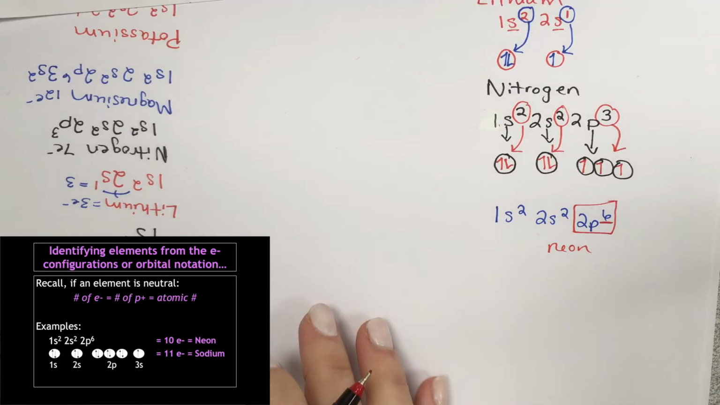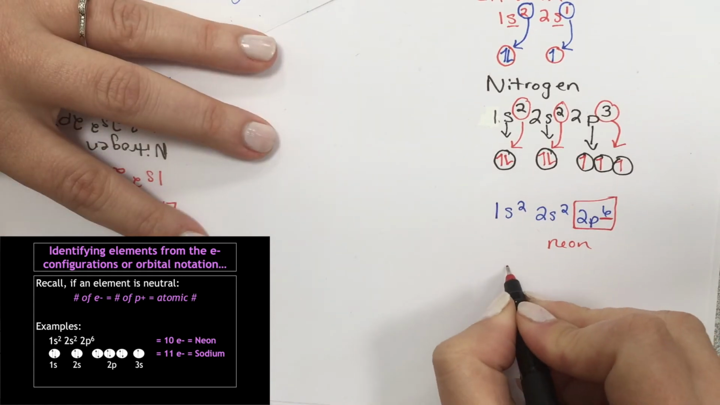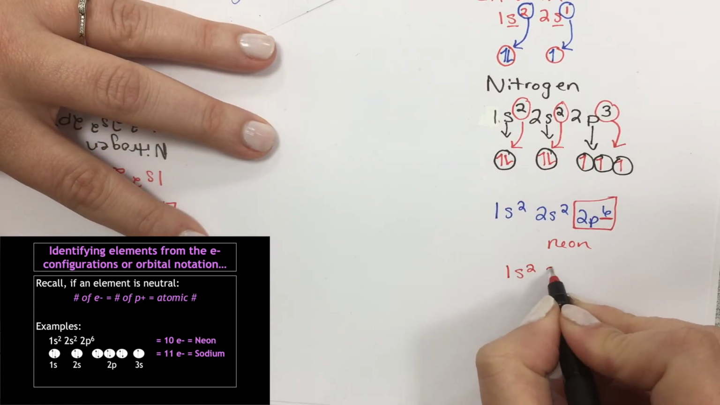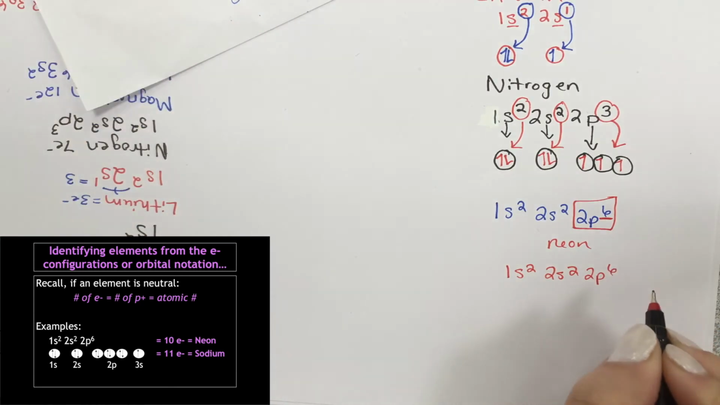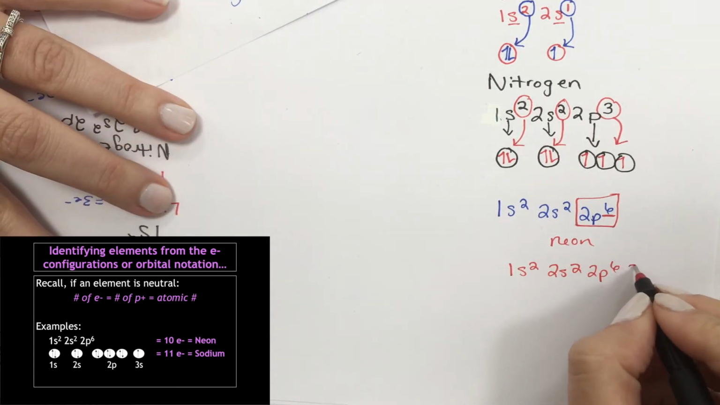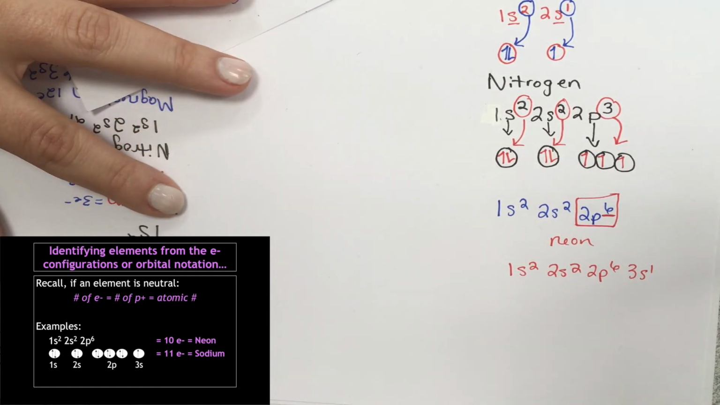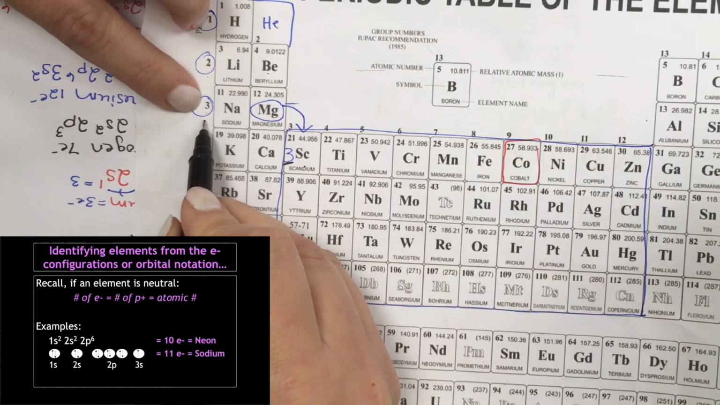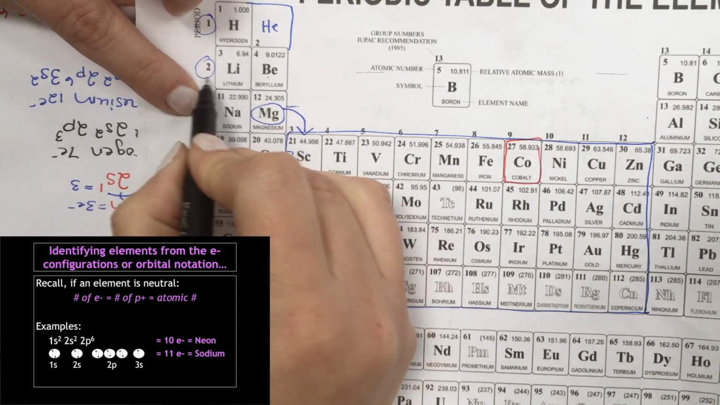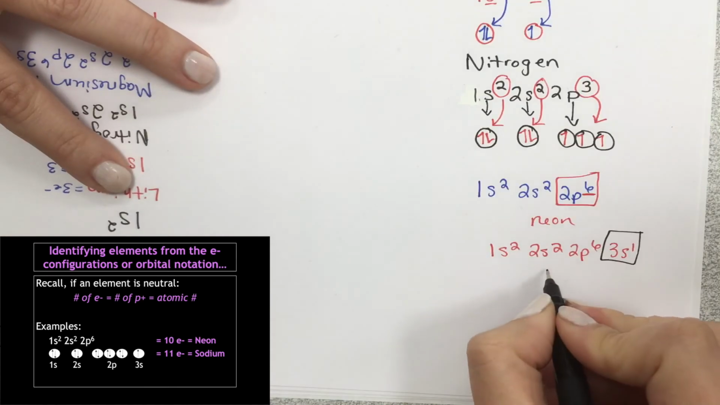And then we have sodium. If instead it was the same thing, 1s2, 2s2, 2p6, and then 3s1, I would just look where 3s1 is. So here's 3, here's the S block, and then S1, S2. We're looking at 3s1, so it's sodium.